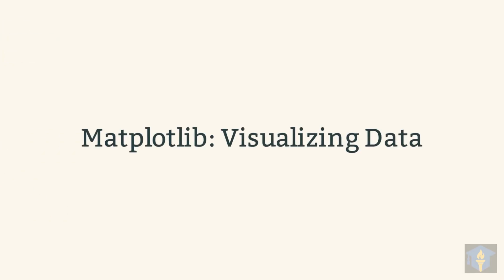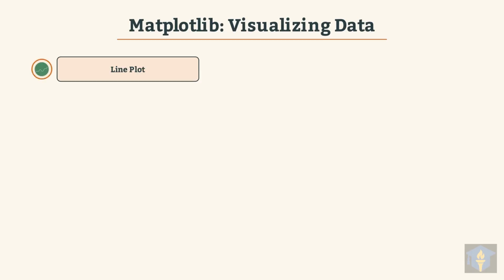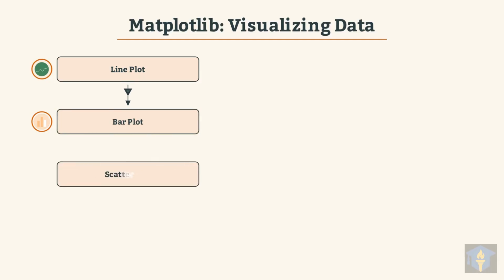Now, let's explore Matplotlib, a powerful and widely used library for visualizing data in Python. A line plot is excellent for showing trends over time or continuous data points, connecting them with lines. Bar plots are ideal for comparing categorical data, where the length of each bar represents a value. A scatter plot helps visualize the relationship between two numerical variables, showing individual data points.